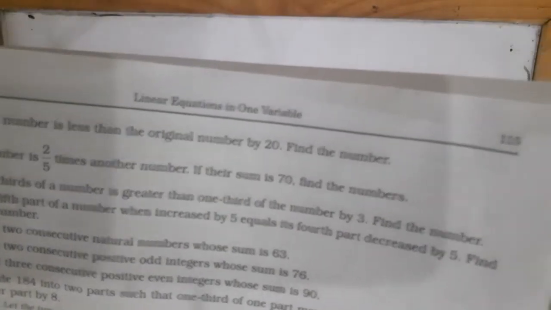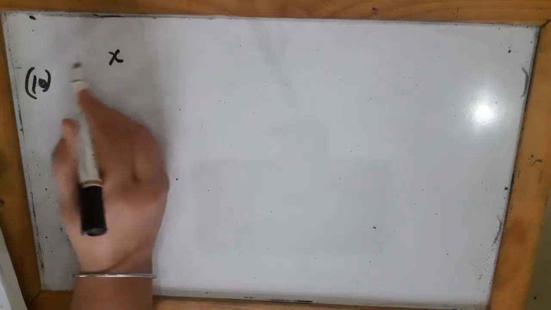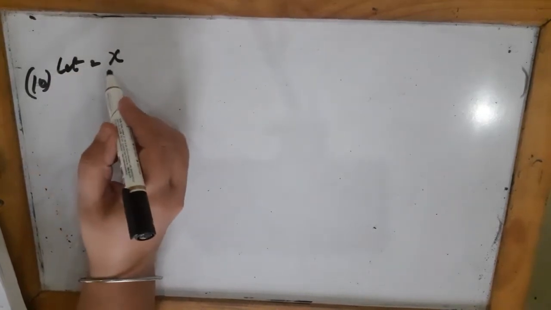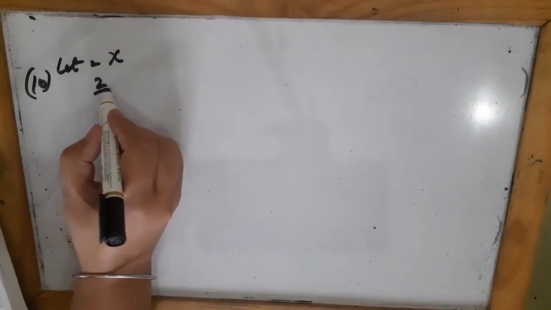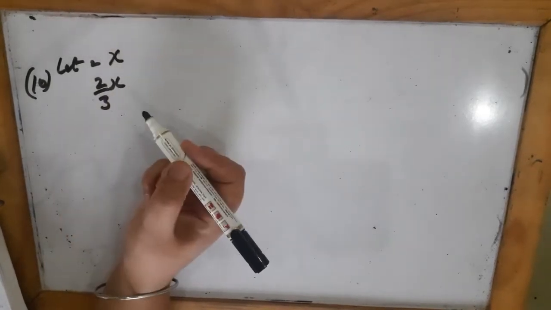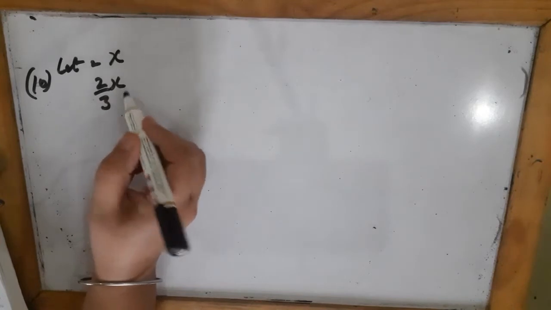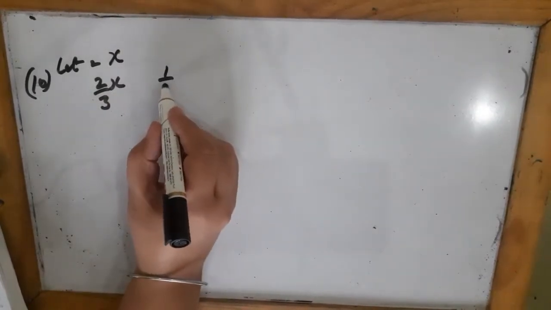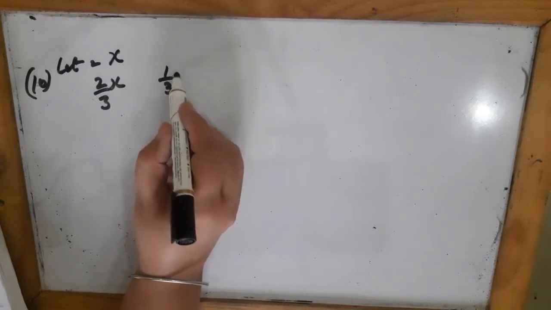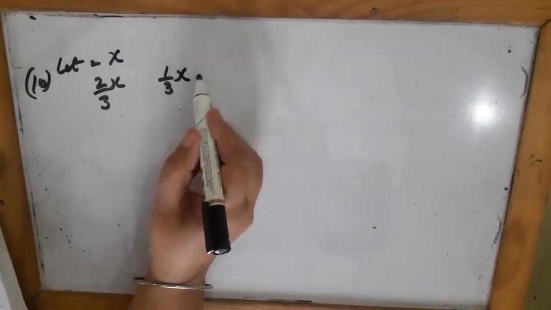2/3 of a number is greater than 1/3 of the number by 3. Find the number. So let the number be x. Now they have used two terms: 2/3 of a number will be 2 by 3x, and 1/3 of the number will be 1 by 3x.